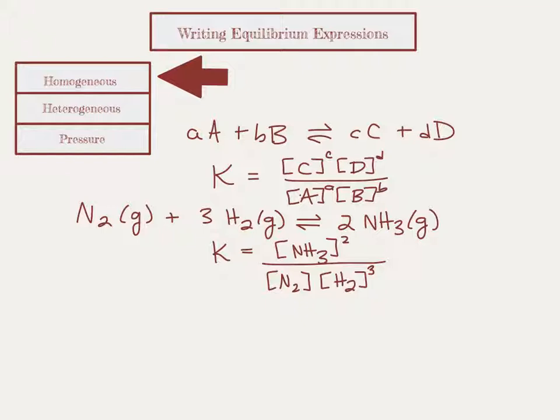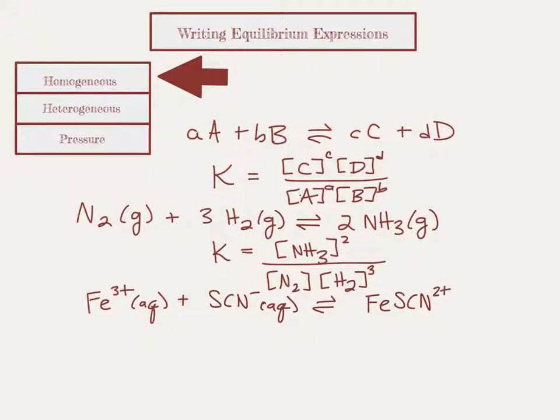Let's do one more example for the homogeneous category. Iron 3 plus, aqueous, plus a fun but stinky friend, also aqueous, yielding a really cool complex ion, also aqueous.